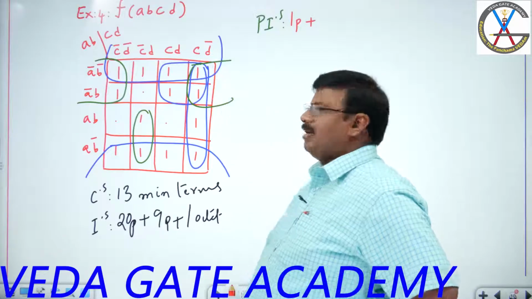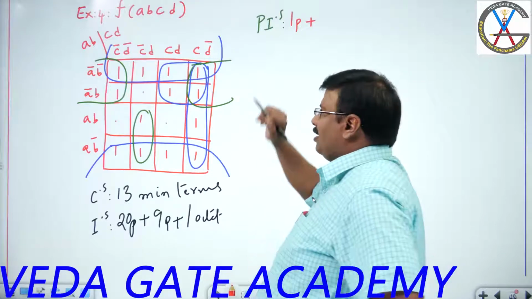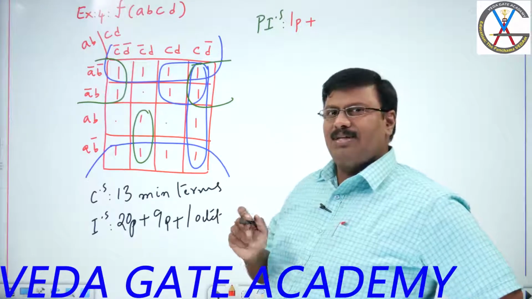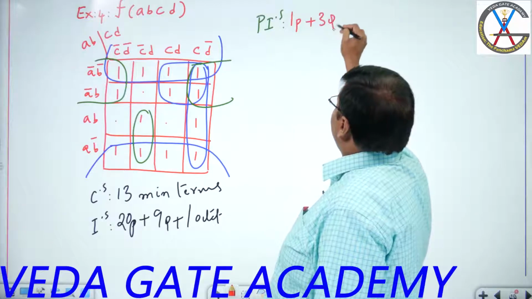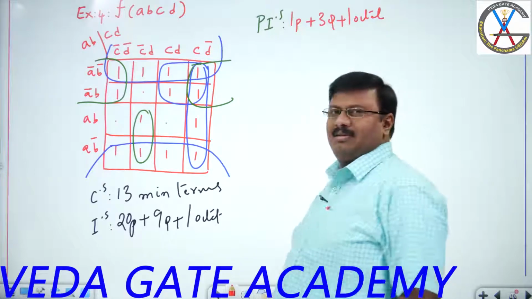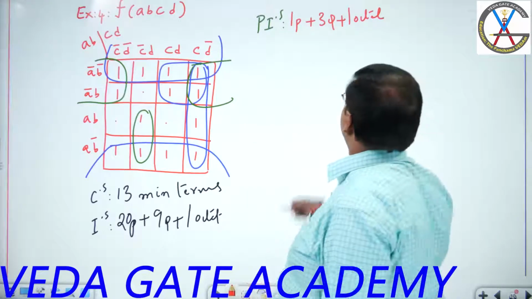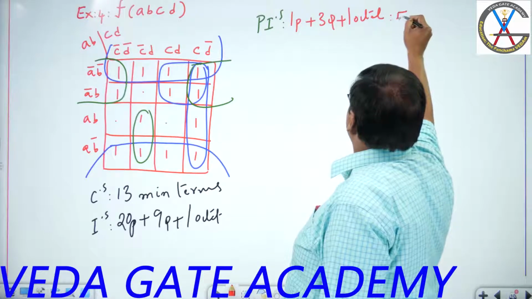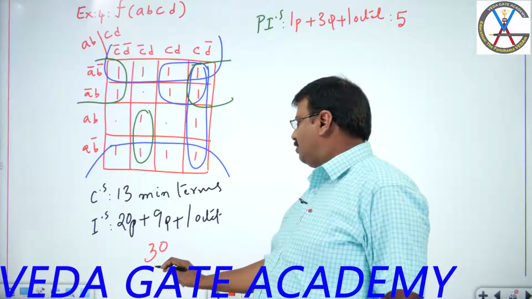This 4 is not a part of 8. This 4 is not a part of 8. This left and right is not a part of 8. I can take them as quads. Sorry, prime implicants. So 3 quads. Anyhow, 1 octet is a prime implicant because it is definitely not in a 16. It is only 8. So the number of prime implicants is 5. The number of implicants is 30.